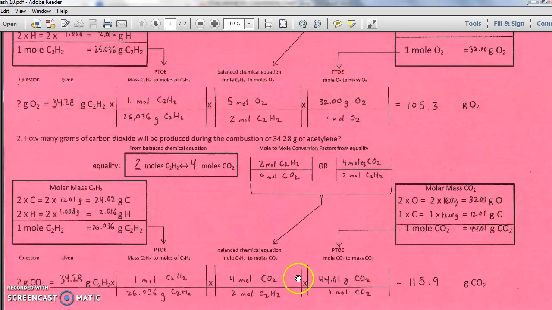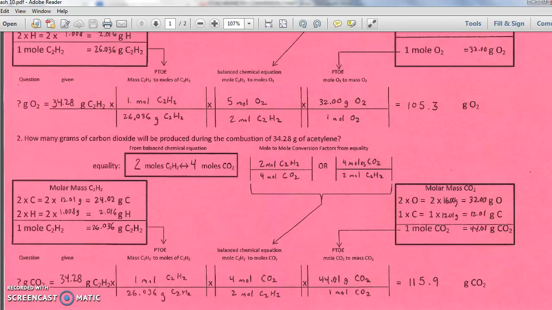It's on top. If we forget that, we see moles of CO2 here, we see moles of CO2 here, they're able to cancel. We would take 34.28 divided by 26.036 equals, times 4 equals, divided by 2 equals, times 44 equals. You would produce 115.9 grams of CO2.